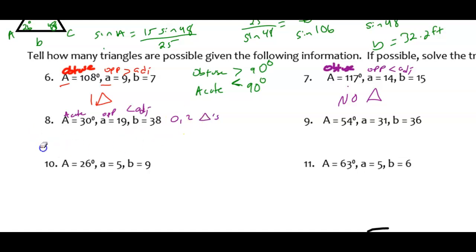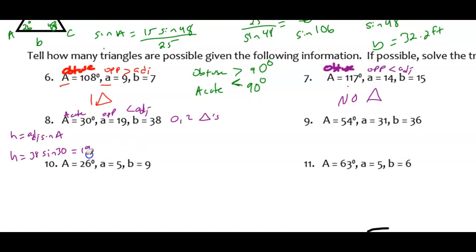So what we're going to do is check the height. Now height equals adjacent times sine of the given angle A. So height equals 38 sine of 30. And when we punch that in, we get 19.